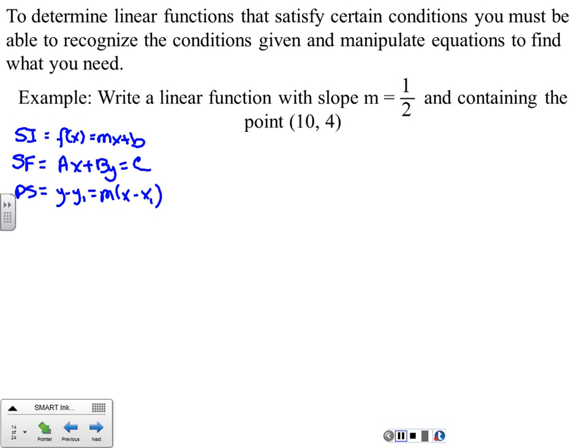So, to do that, look at what I told you up top. To determine linear functions that satisfy certain conditions, you must be able to recognize the conditions that are given to you. So let's look at the example. It says, write a linear function with the slope of 1/2 containing a point of 10/4. What have I given you? Yes, in particular, specifically, what have I given you?